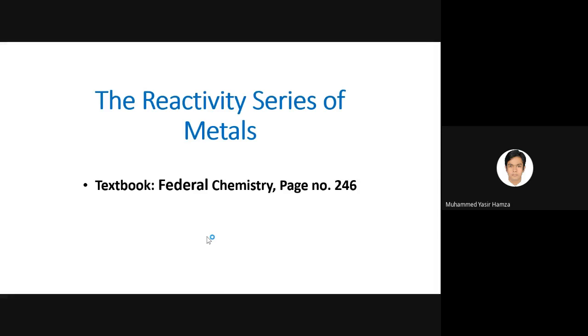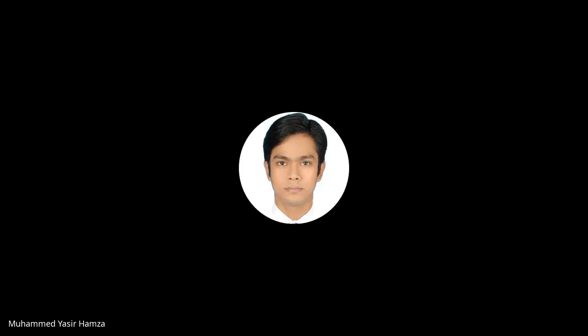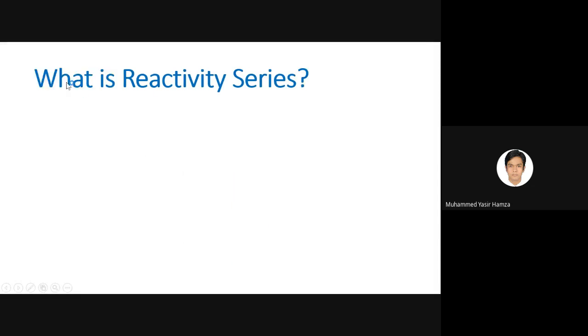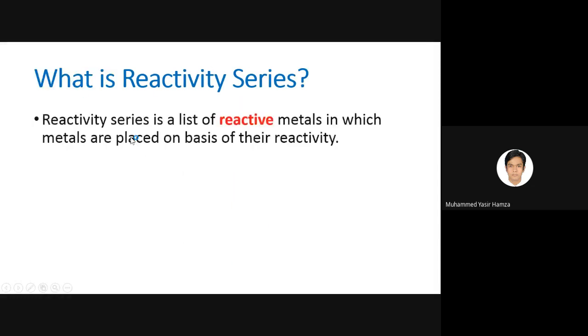Today I will teach you the topic, the reactivity series of metals. I have made this lesson from the book Federal Chemistry, number 246. Let's go through the reactivity series. You all are watching a picture of elements. This is called the reactivity series, from potassium to platinum.